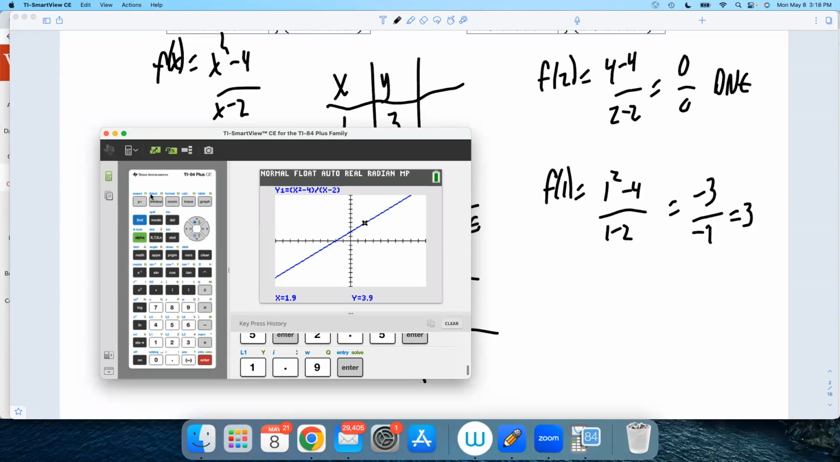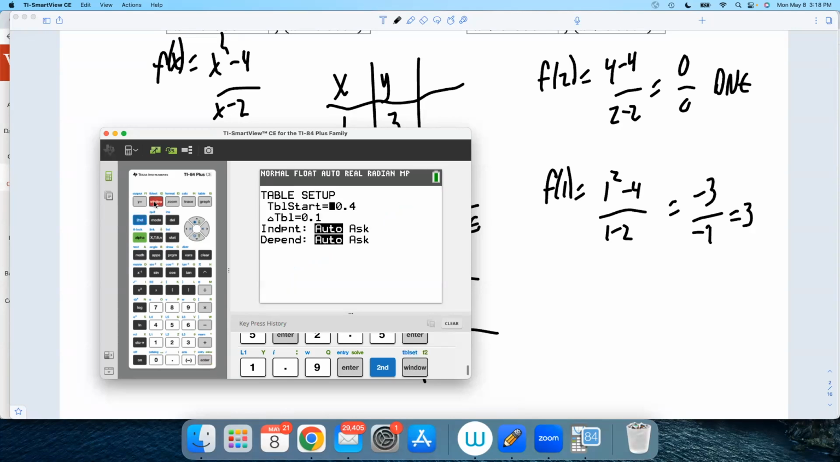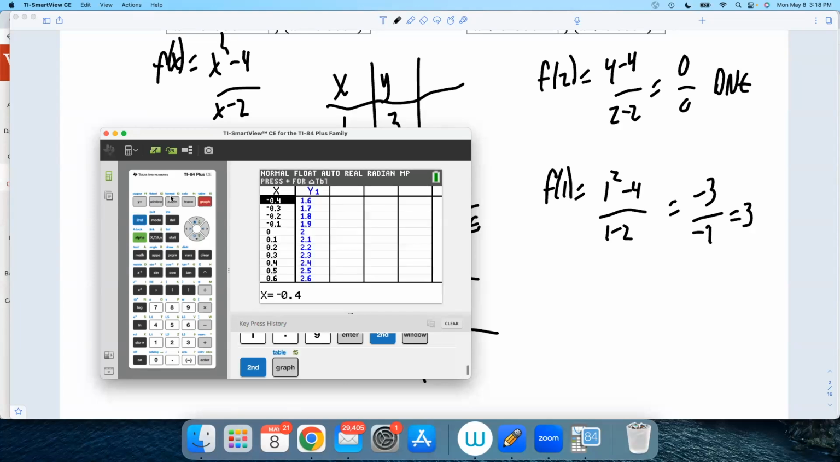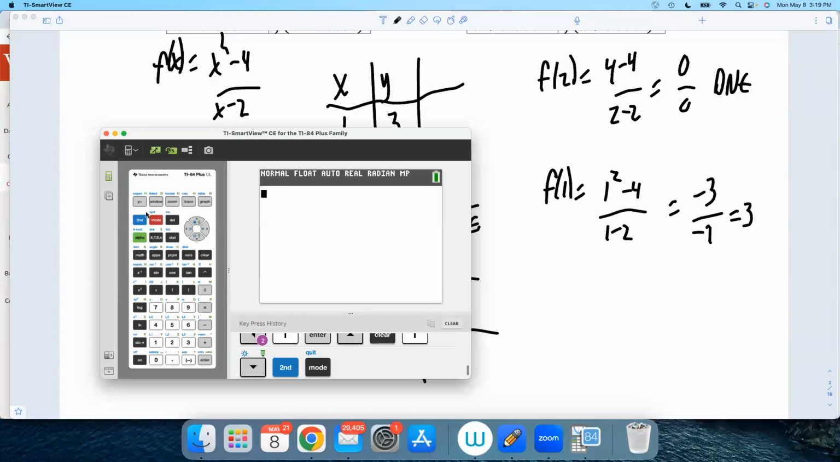Or I could go up here, see above window where it says table set. If I go up here, maybe that's where I wanted to go. Let me go to table. Yeah, here. Table set. Okay. Yeah, here's how we do it.